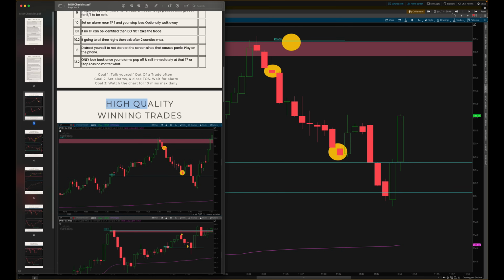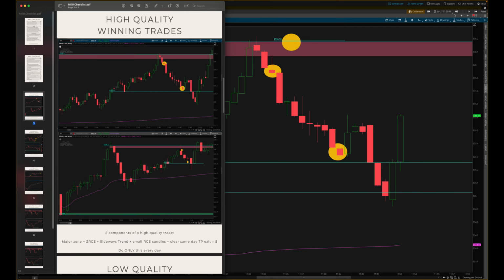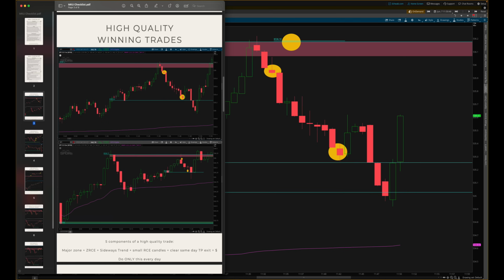This is what I called a high quality winning trade. This is the trade we talked about. Reason it's high quality is because it has 5 specific components of a high quality trade. Major zone trade, right? Off the top, bounce off the bottom. That was it. It had the CRC candles, the zone reversal confirmation, entry candle, perfectly as it would be.